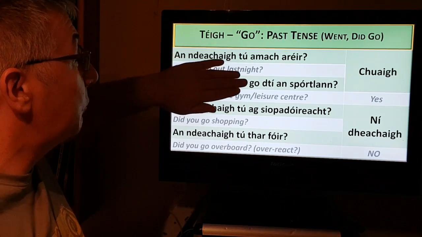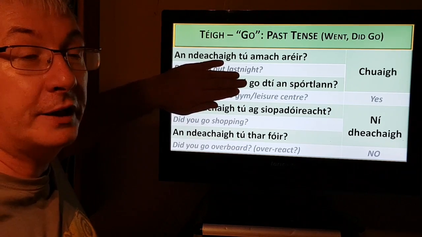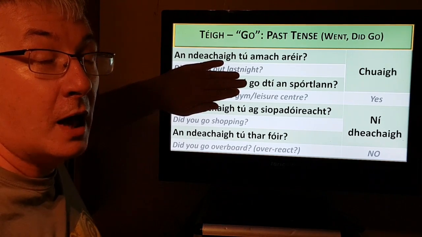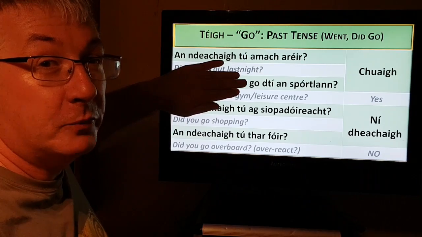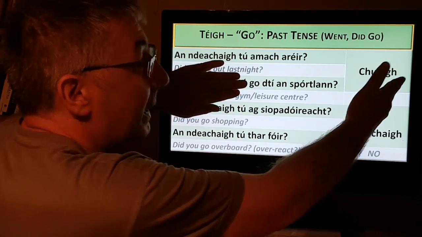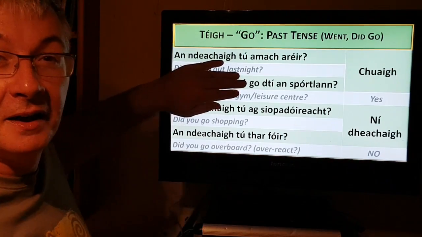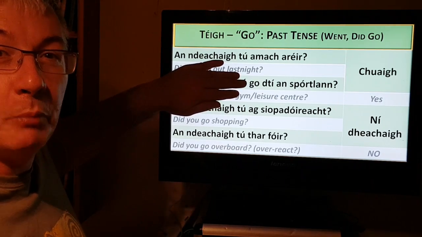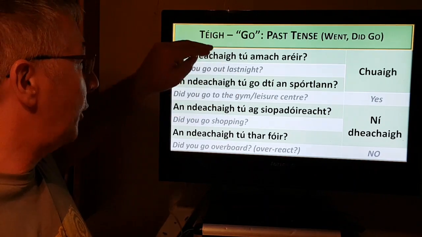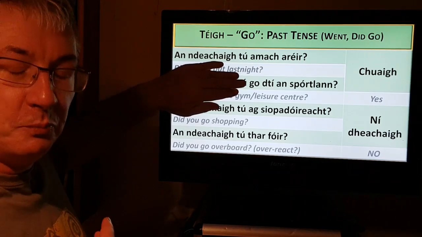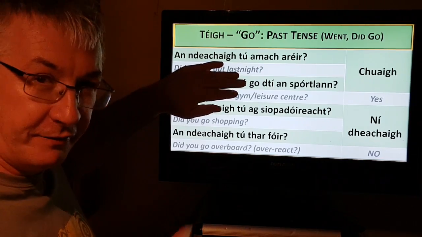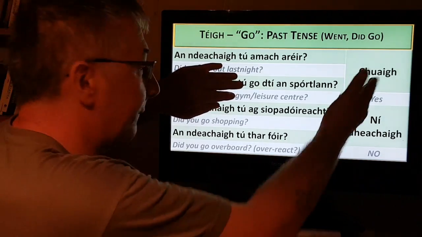Okay. And if you just want to volunteer, for example, if you want to boast on Facebook that you were at the gym today, you could just say, Hui me go in Sportland. I went to the gym. Hui me go in Sportland. So that's how you ask the question, but you can also just make statements yourself if you want to give information by using the hui.